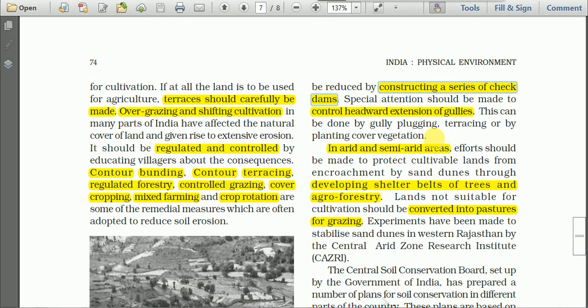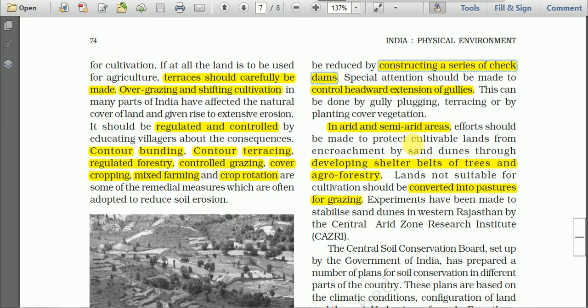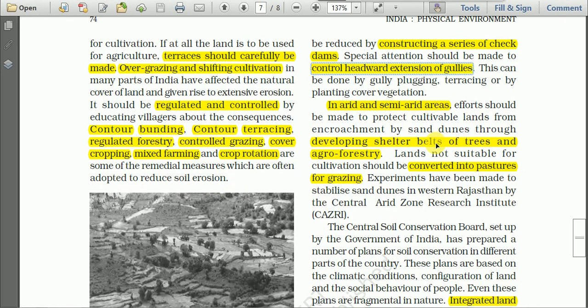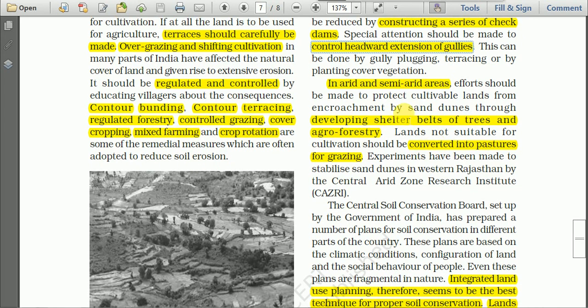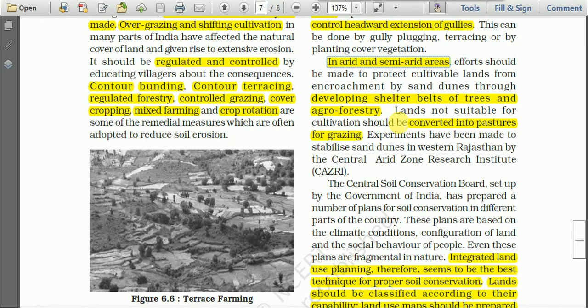Special attention should be made to control headward erosion of gullies, that is, extension of gullies. This can be done by gully plugging, then terracing, or by planting cover vegetation. And in the arid and semi-arid areas, efforts should be made to protect cultivable lands from encroachment by sand dunes through developing shelter belts of trees and agroforestry.